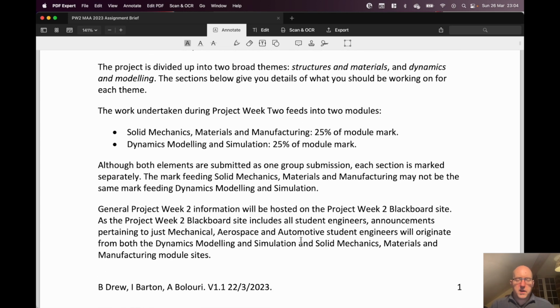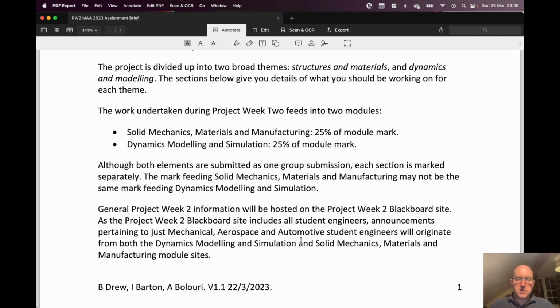So the way it's organised is that on Blackboard there's the Project Week 2 Blackboard site, and the brief and the various other bits of information are hosted on that site. If you go to the first year students content area along the left hand side, you can then access the mechanical, aerospace and automotive folder, and in there you find the brief, you find the various other bits of information associated with this Project Week site.